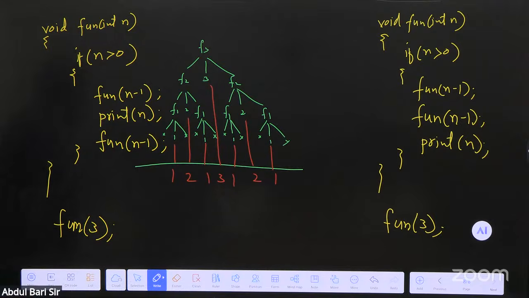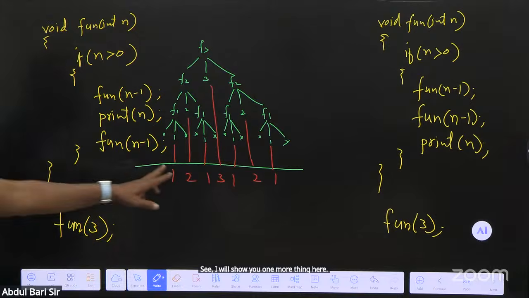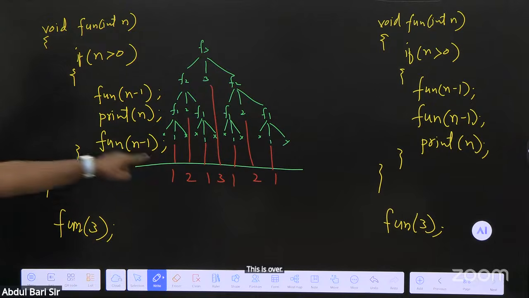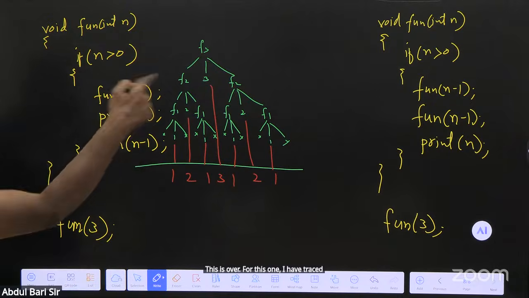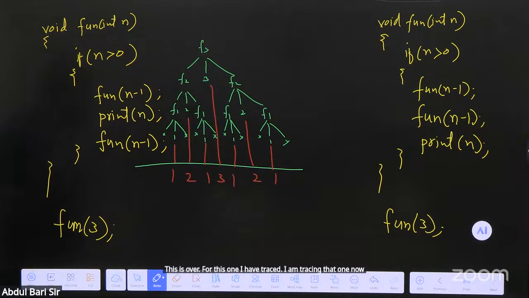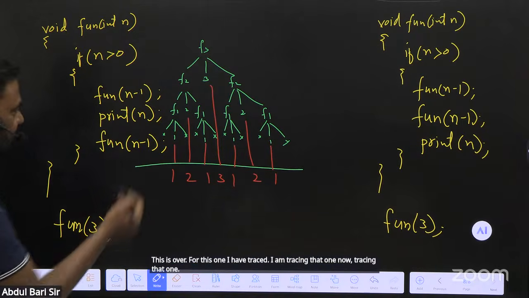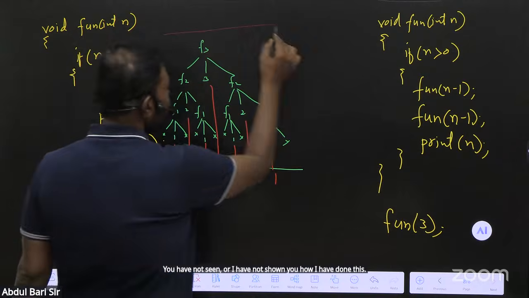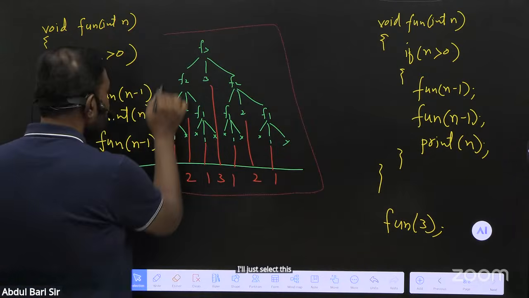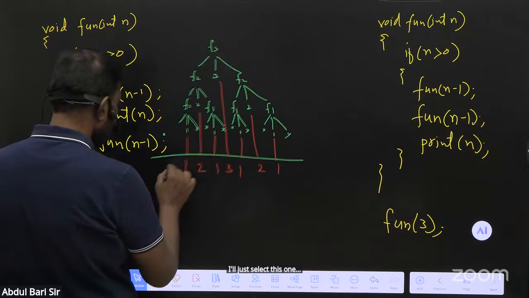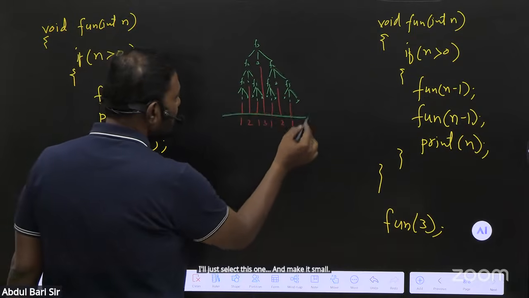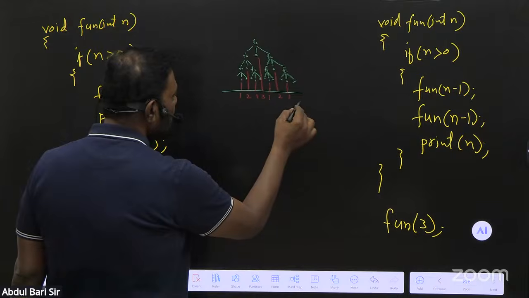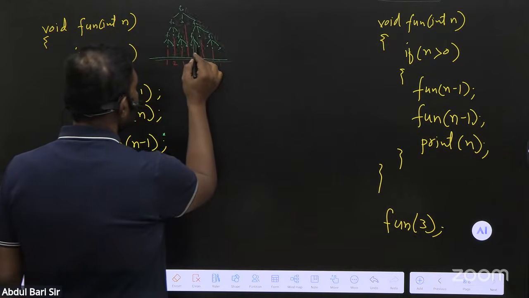See, I will show you one more thing here. This is over. For this one, I have traced. I am tracing that one now. You have not seen, or I have not shown you, how I have done this. I'll just select this one, make it small, and keep it here.